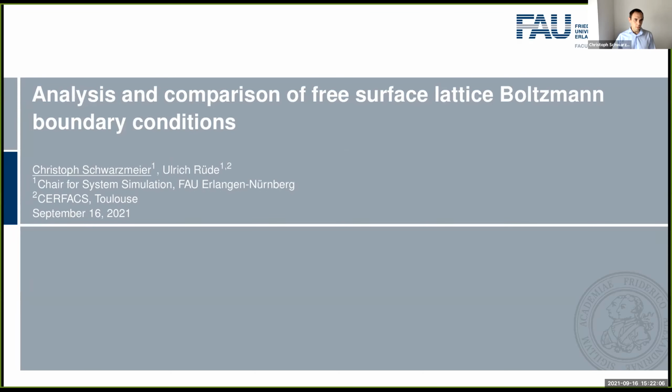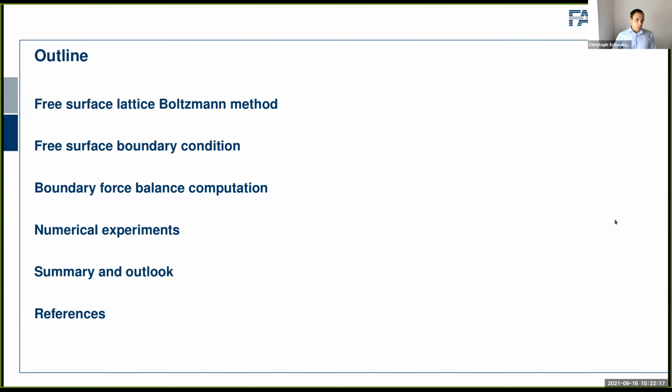So thank you for the introduction. My name is Christoph Schwarzmeier. I'm from the Chair for System Simulation at the University of Erlangen-Nuremberg, and I'm a PhD student under the supervision of Professor Ulrich Rüde. In my presentation, I will talk about the free surface lattice Boltzmann method, which I will introduce at the beginning. I will then talk about its boundary condition at the free surface. We will then perform a boundary force balance computation, a somewhat theoretical analysis of the boundary condition. Then I will show you two numerical experiments. And finally, of course, I will provide a summary and outlook and my references.